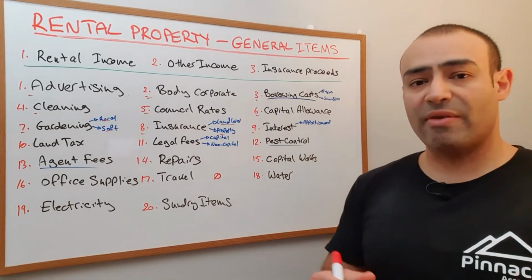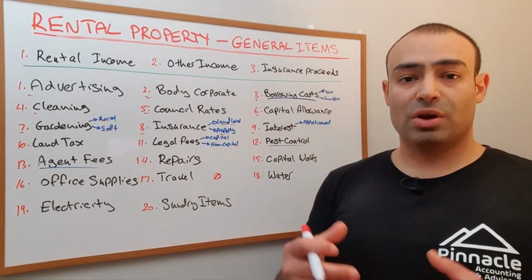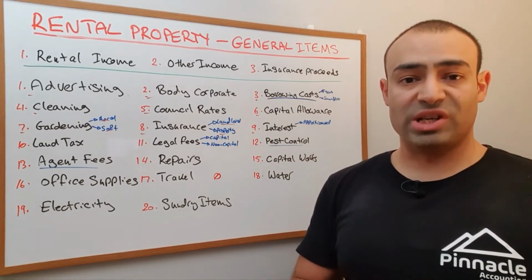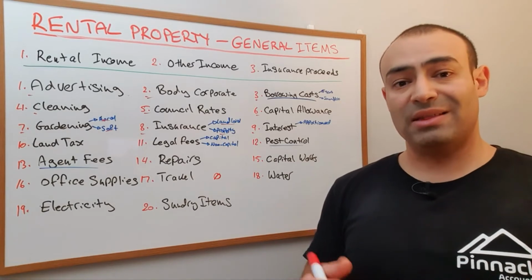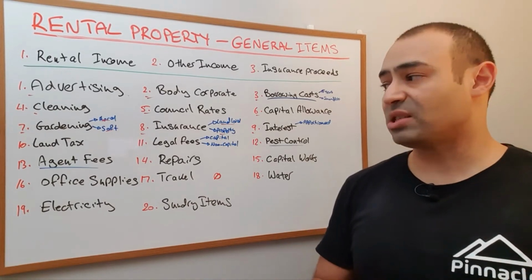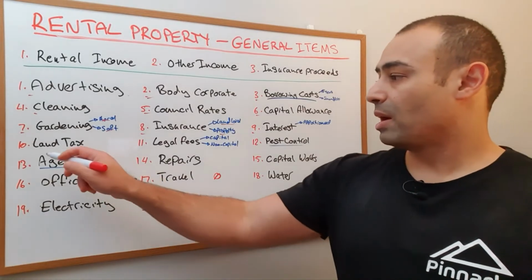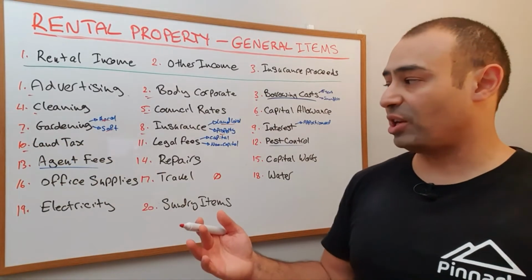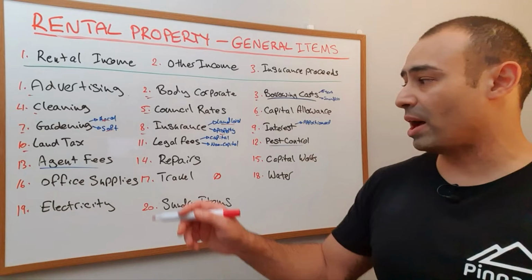In number 9, you have the interest which you're paying on the mortgage, and that's immediately deductible in the year in which it's incurred. Number 10 is land tax. That's fairly straightforward, so we won't spend any time on that.